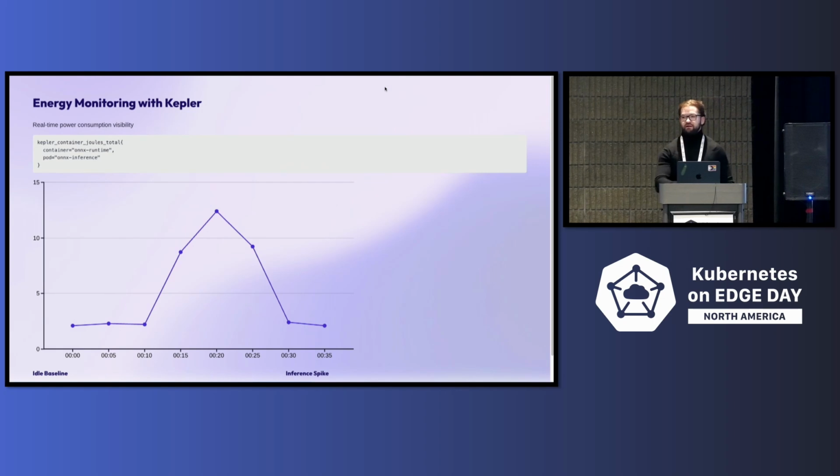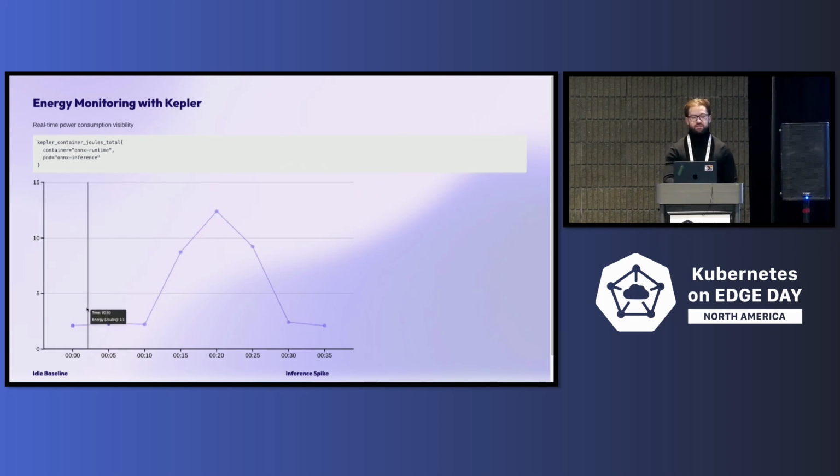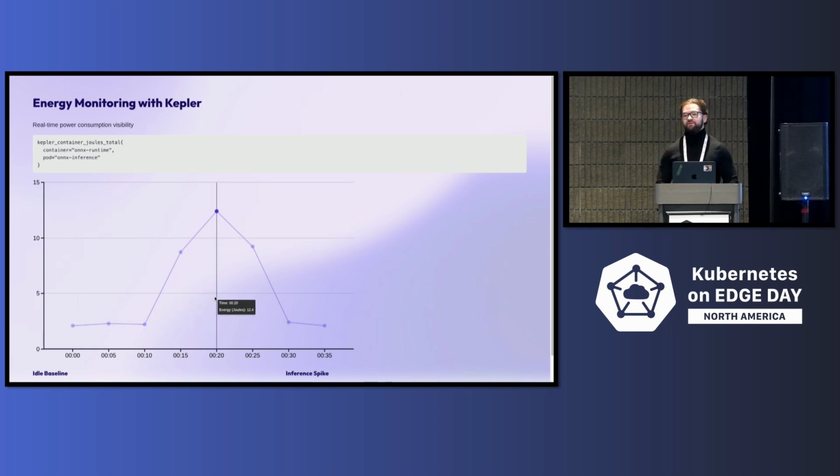So you can see the graphic here. This is what I emulated. You can see that there is an idle baseline of 2.3 joules, which is a small consumption of energy. But then when I run the inference, as you can tell here, it spikes the energy.